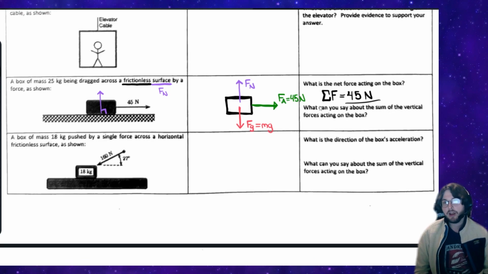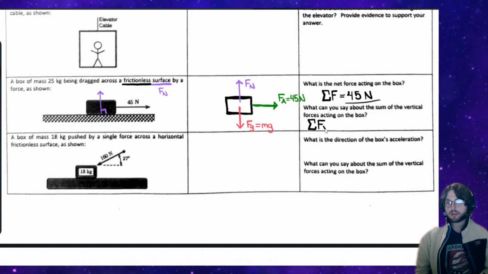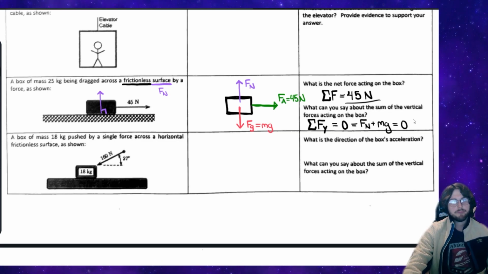And in that same vein, what can we say about the sum of the vertical forces acting on the box? Well, again, it's not accelerating vertically, so we could say the sum of the forces in the y direction, so vertically, have to sum up to 0. In other words, you could say that's going to be the same thing as saying Fn plus mg equals 0. All right. And so that's kind of a nice simple one to start out with. So we're going to start shaking things up here after this.